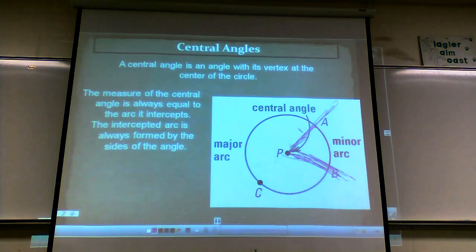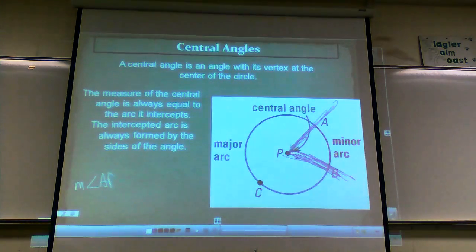Which would mean if I knew the measure of this angle, like if I said the measure of angle AEB is, how many degrees do you want it to be? 75. Okay. If I said that angle is 75, that means in turn I would be able to figure out both the measures of the minor arc and the major arc in this case.